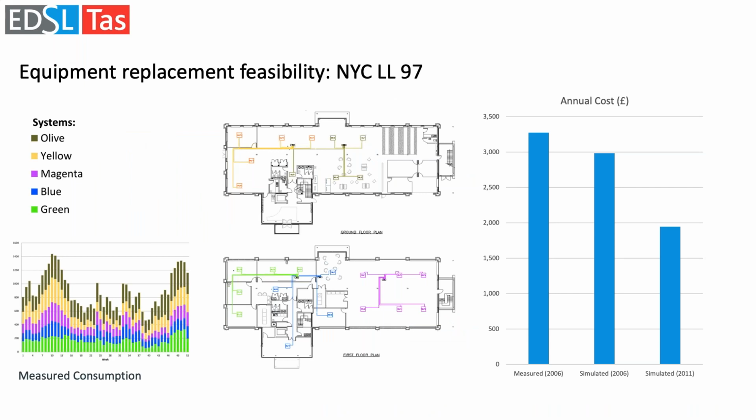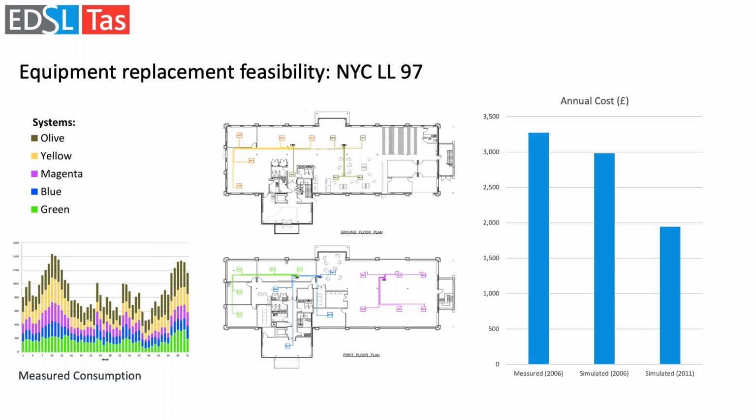Another part of post-occupancy goes into equipment replacement and feasibility for retrofits. So in New York City, there's Local Law 97, which is going to start having people report their CO2 emissions. So there'll be many more of these projects popping up.